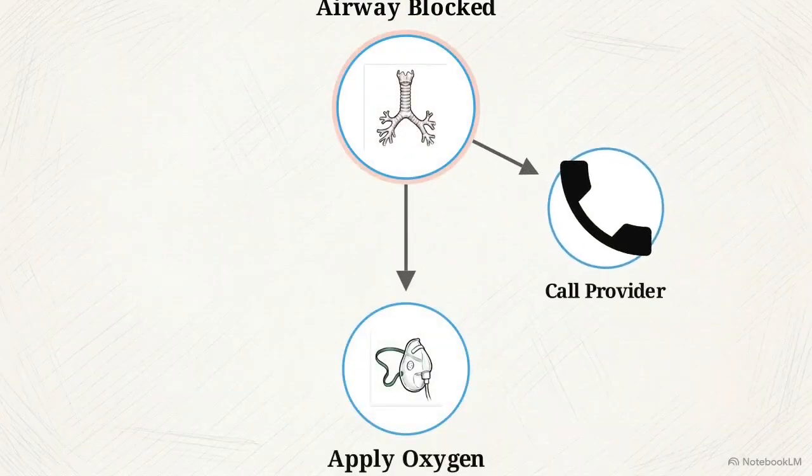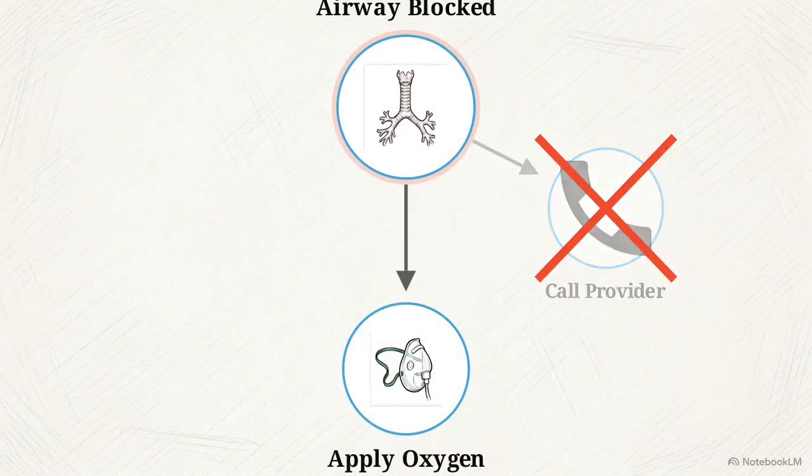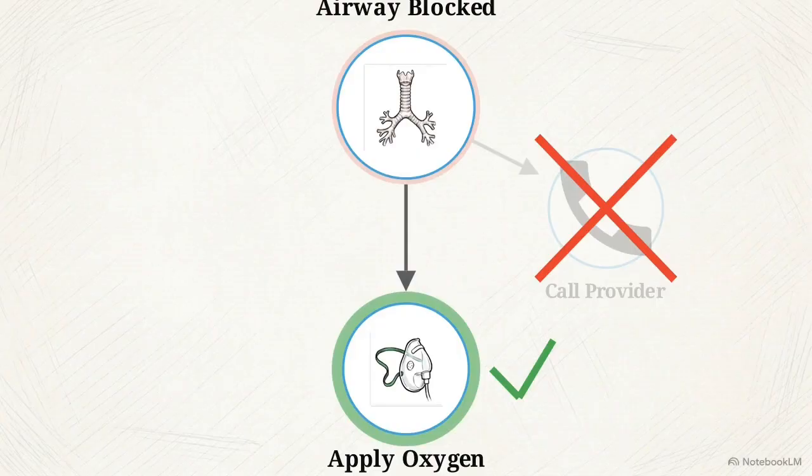Elimination Rule 2. Do not pass the buck. Calling the provider is rarely the correct first action if there is an independent nursing intervention, like applying oxygen or positioning the patient, that can stabilize the airway right now.